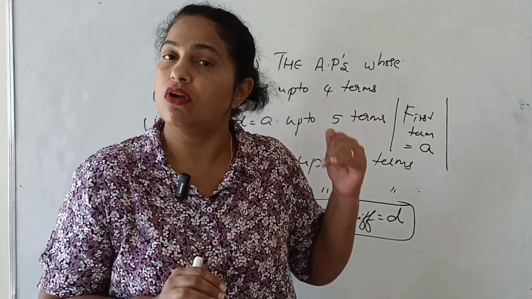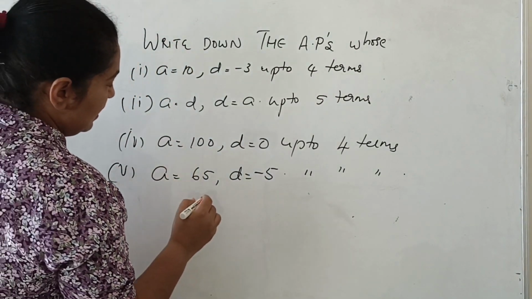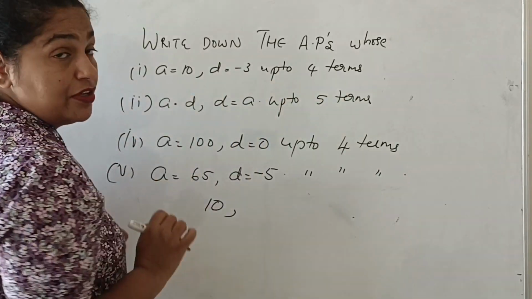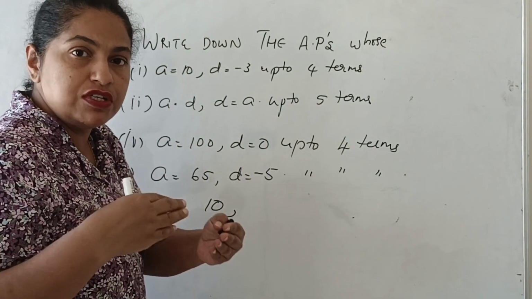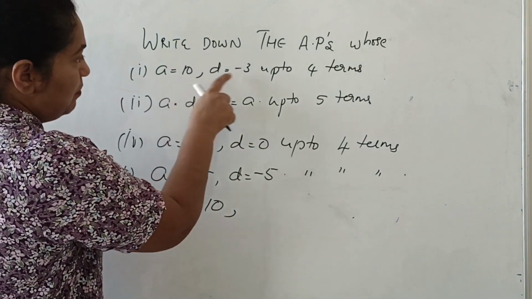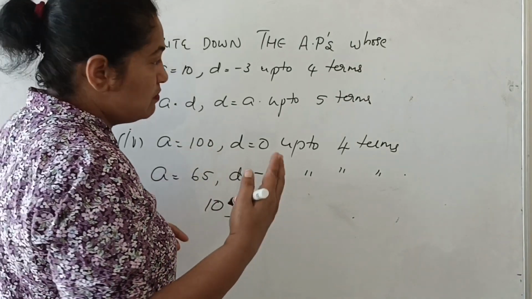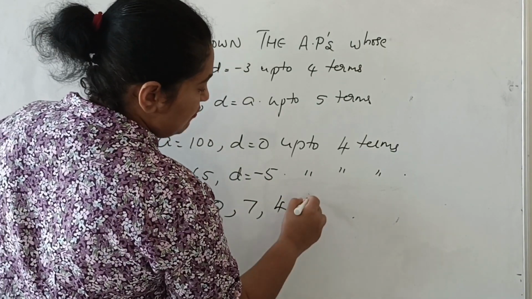Okay, now let us do all these sums. Let's do the first one. The first term is given as 10. The common difference is minus 3, which means when I am adding common difference to the first term, I get the second term. So 10 plus minus 3 will give me 7. Correct? Third term, 7 plus minus 3 is a 4. 4 plus minus 3 is a 1.